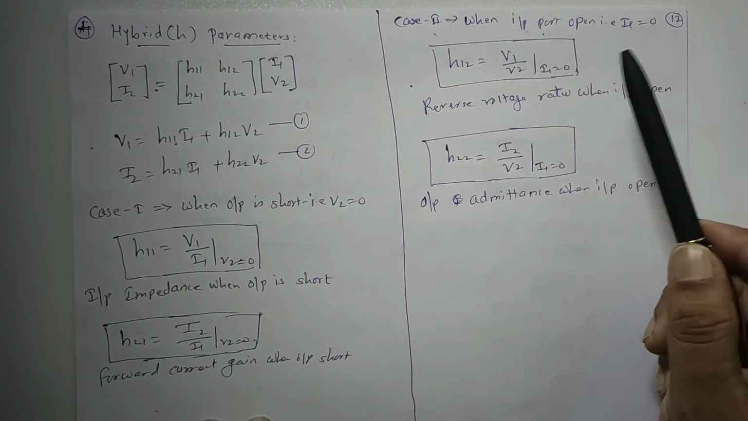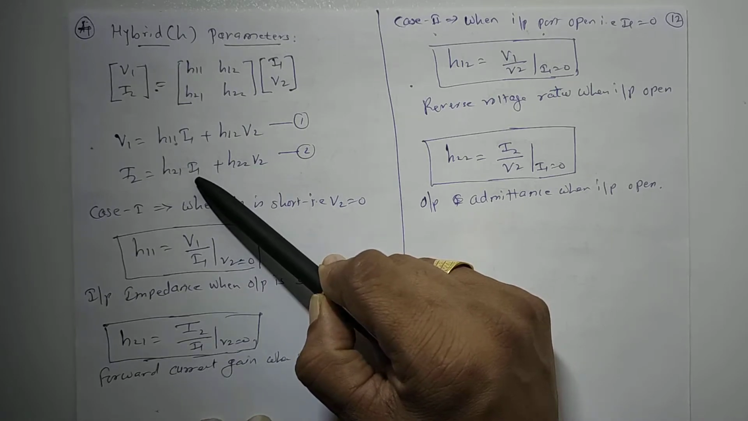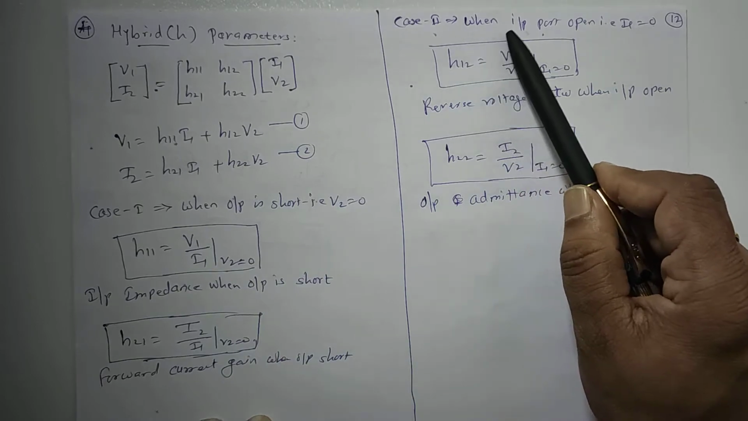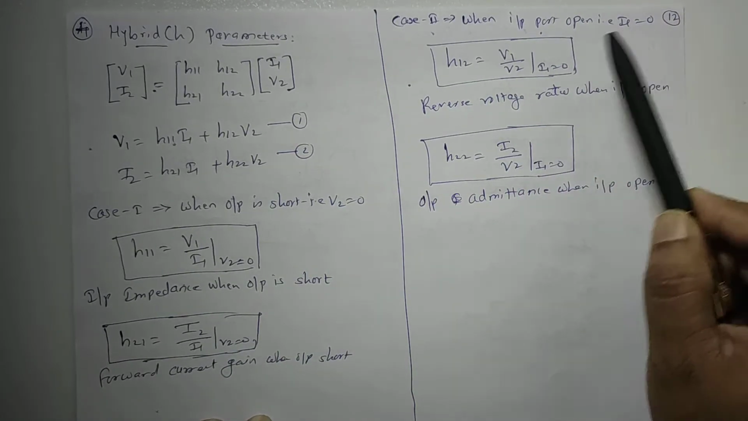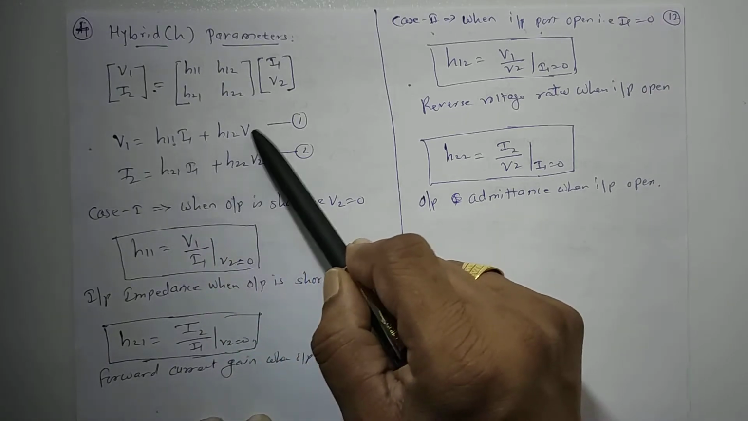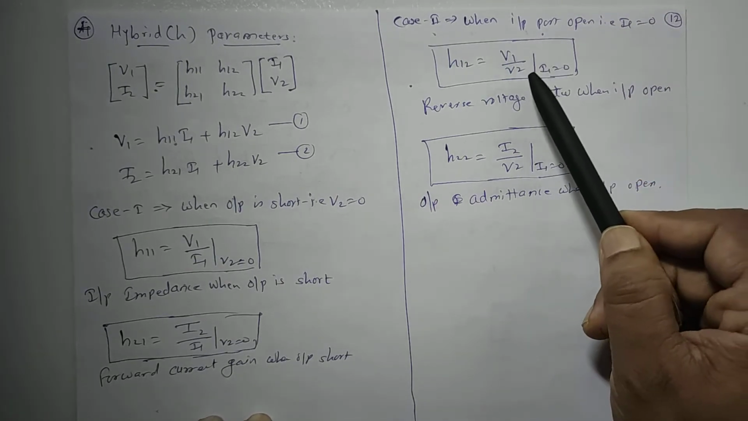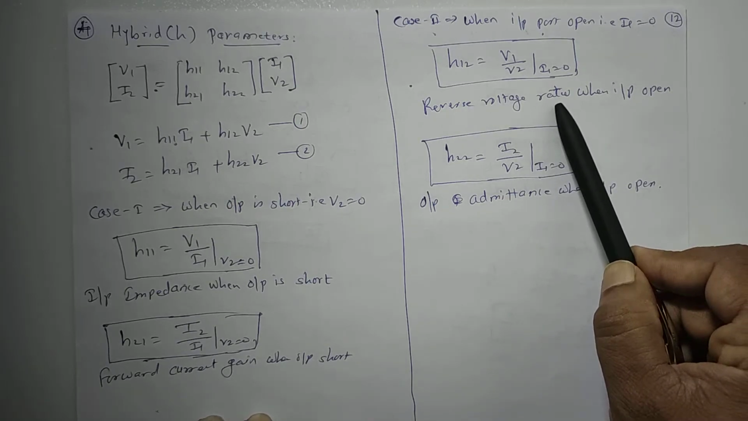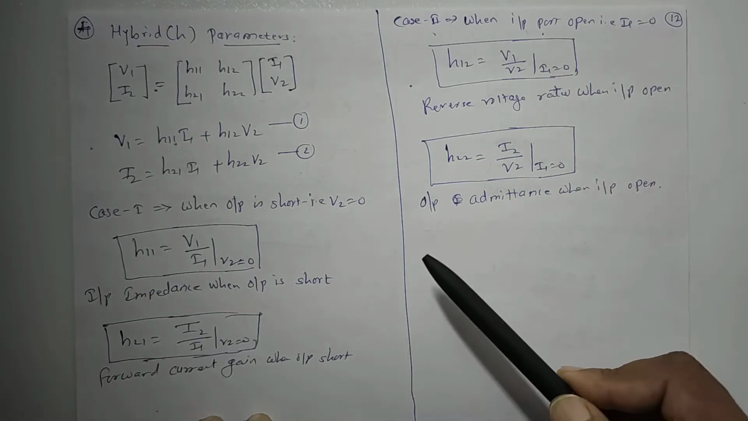Now to find out the next two parameters H12 and H22, we have to keep I1 zero. I1 zero means input port open circuit. So case 2, when input port is open circuit, that is when I1 is 0. From equation 1 we are getting H12. H12 is equal to V1 upon V2. It is a ratio of input variable upon output variable, therefore it is reverse voltage ratio. So H12 is reverse voltage gain or reverse voltage ratio when input is open.